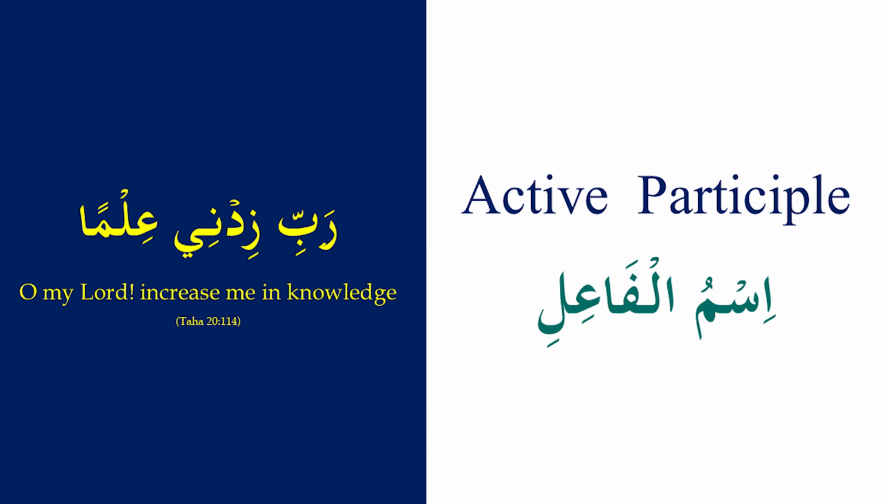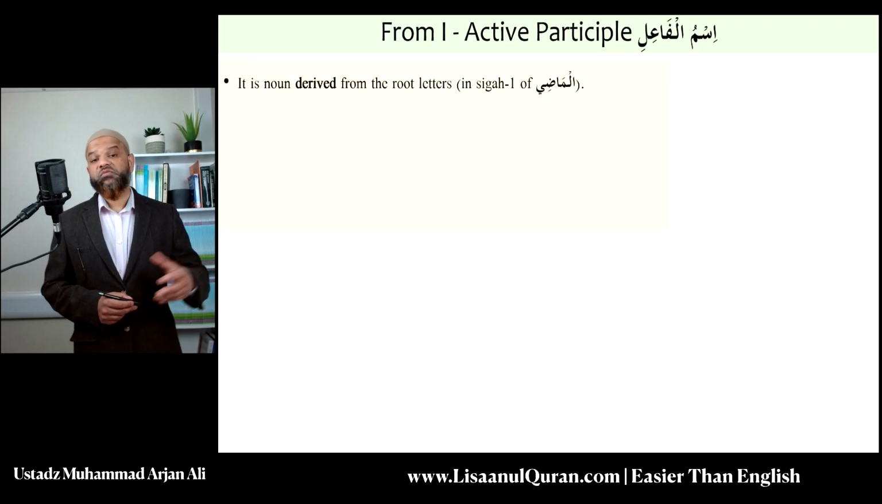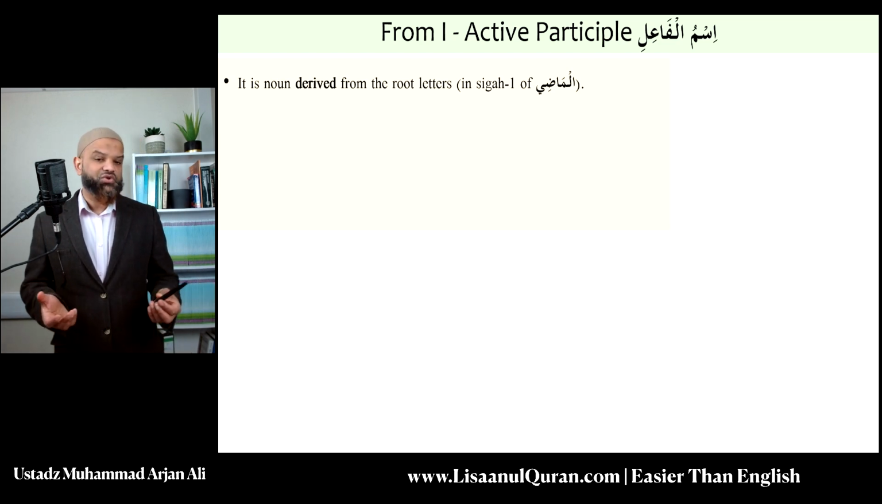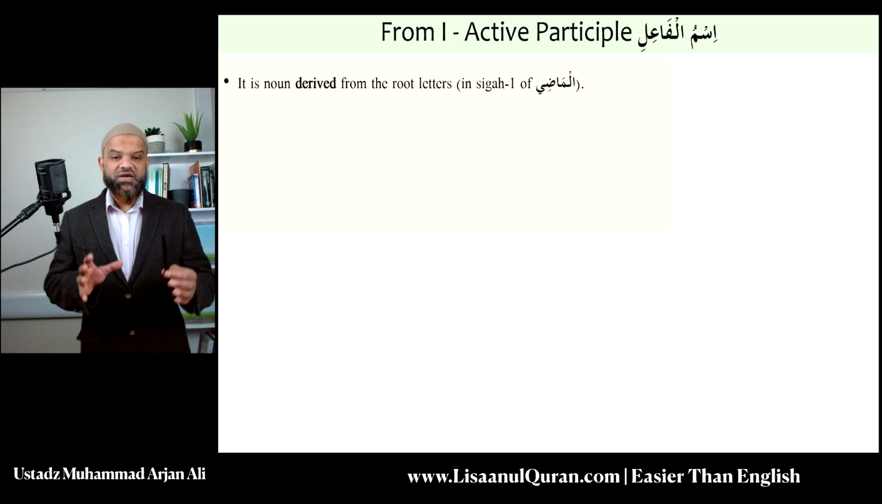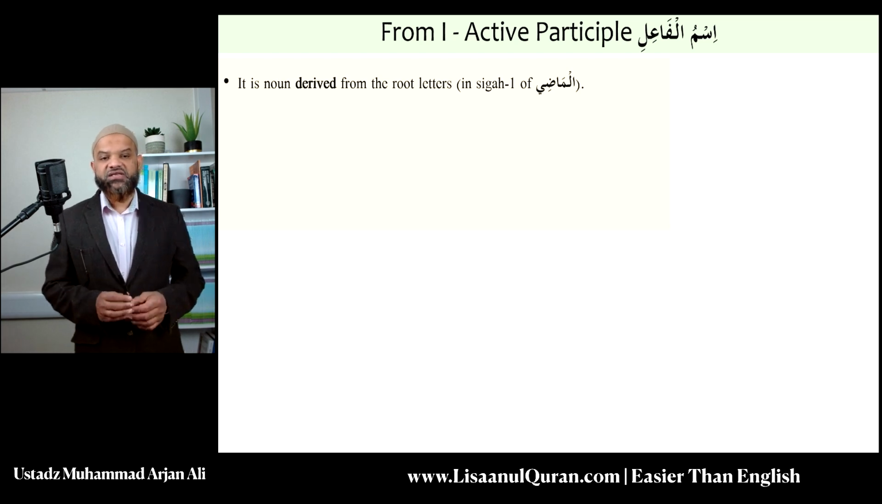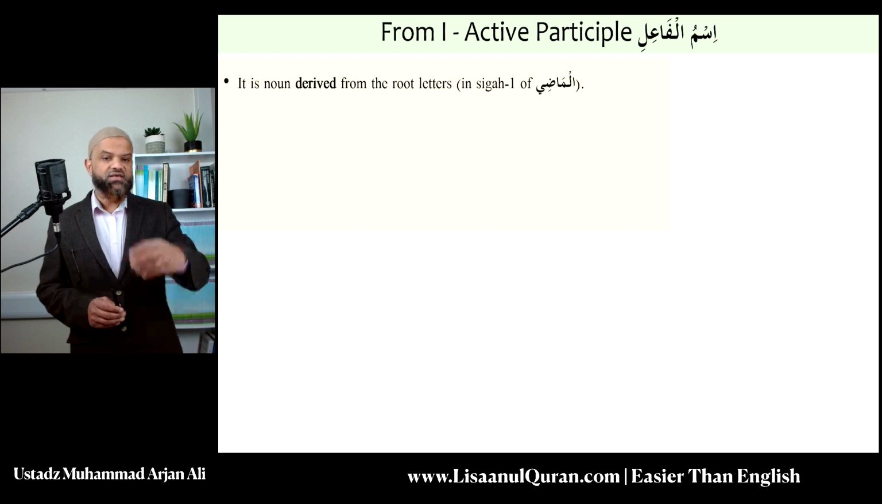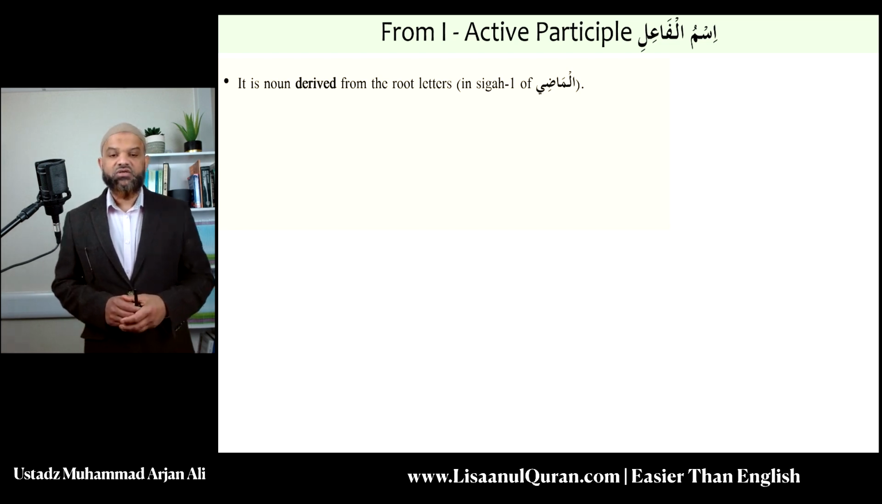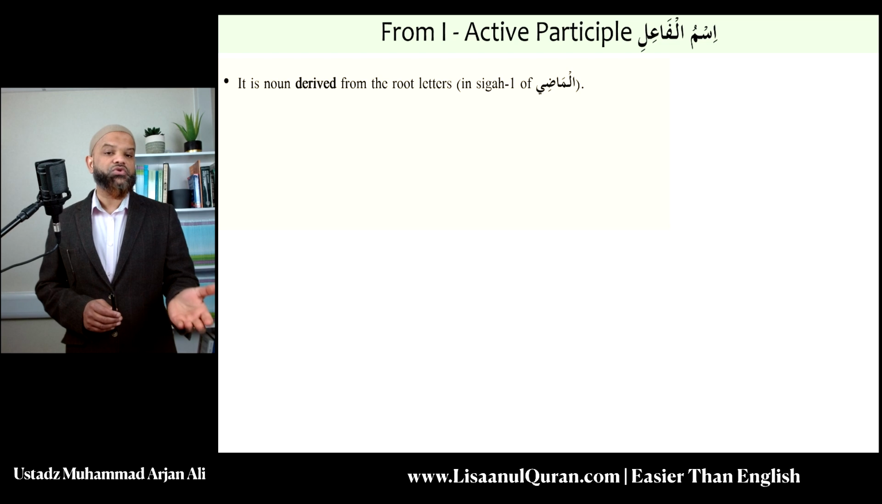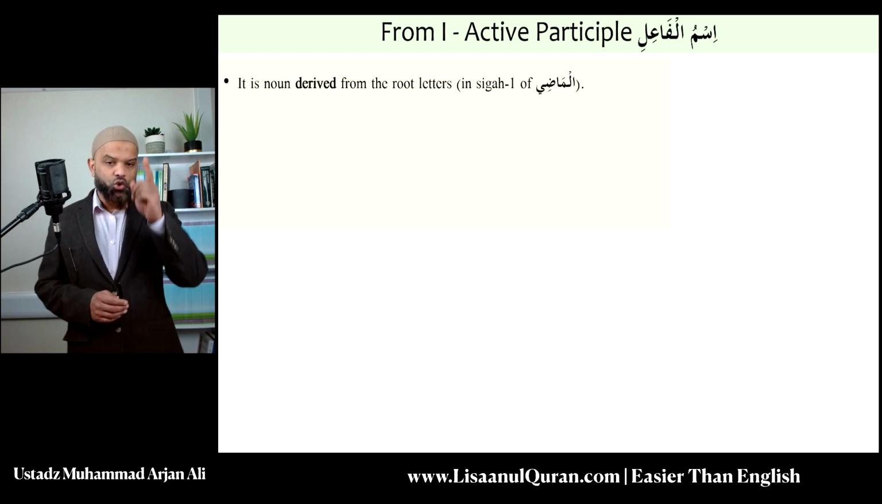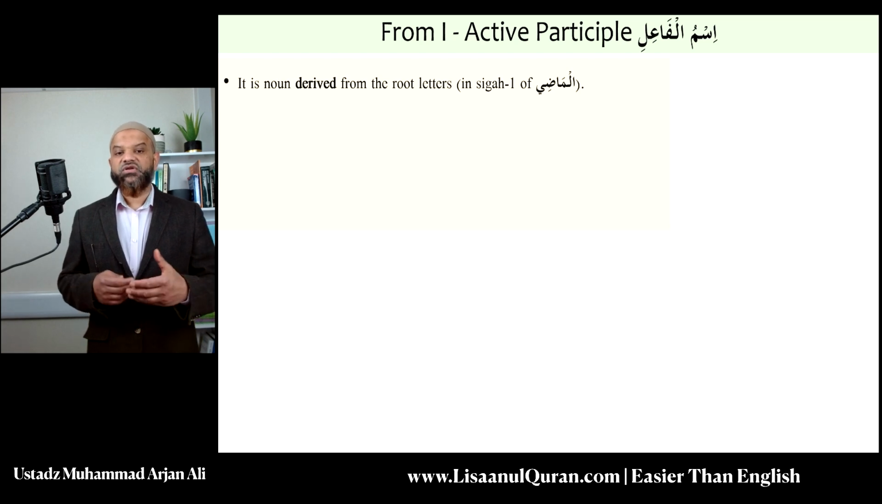Ismul fa'il, active participle. What do we mean by the active participle? This word we're not familiar with. Normally in English, we don't even use that word. But in Arabic grammar, what we're talking about is a noun that is derived from the three root letters that also describes the action. So we have nun, sad, ra, which we saw before. Nasara, he helped. Yansuru, he helps. Unsur, the commanding somebody to help.